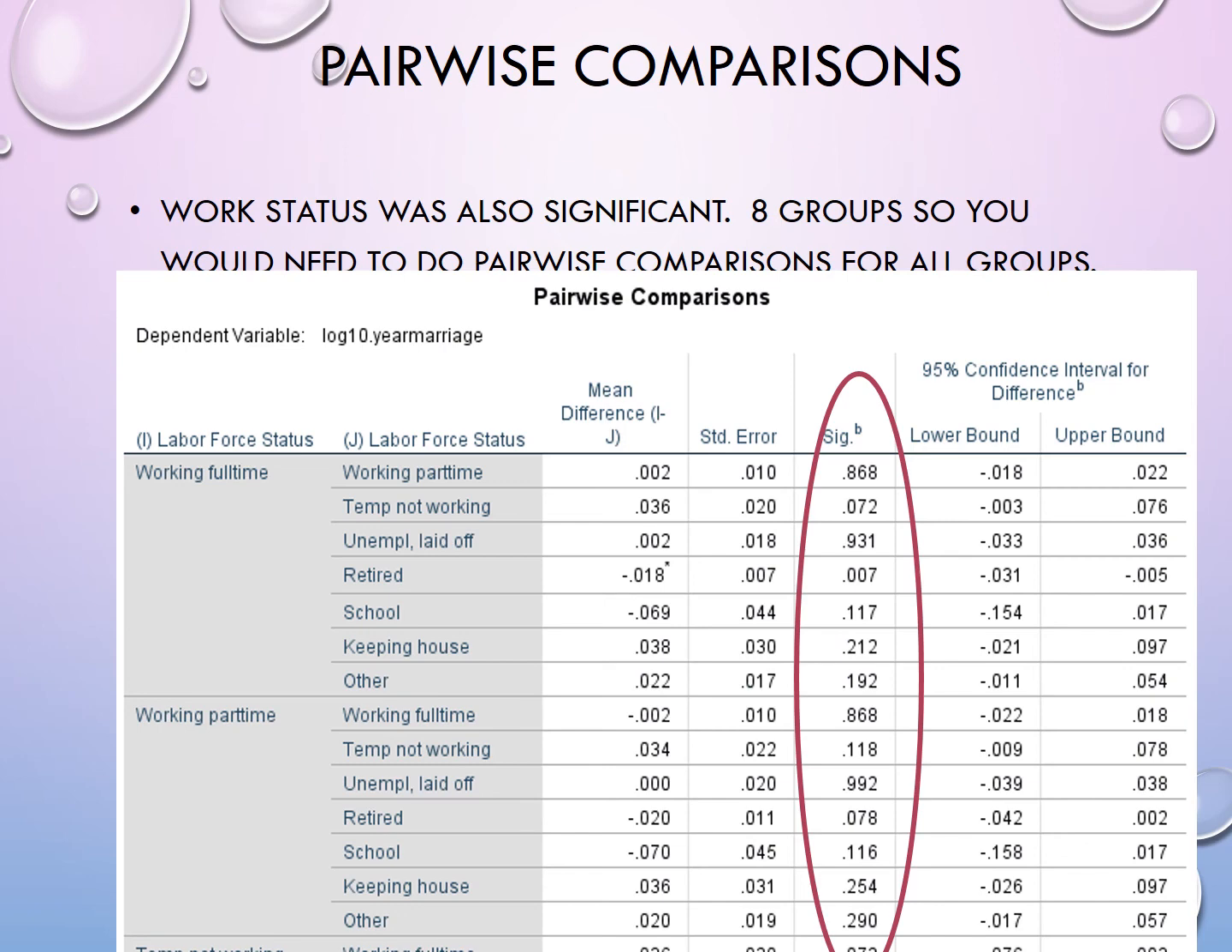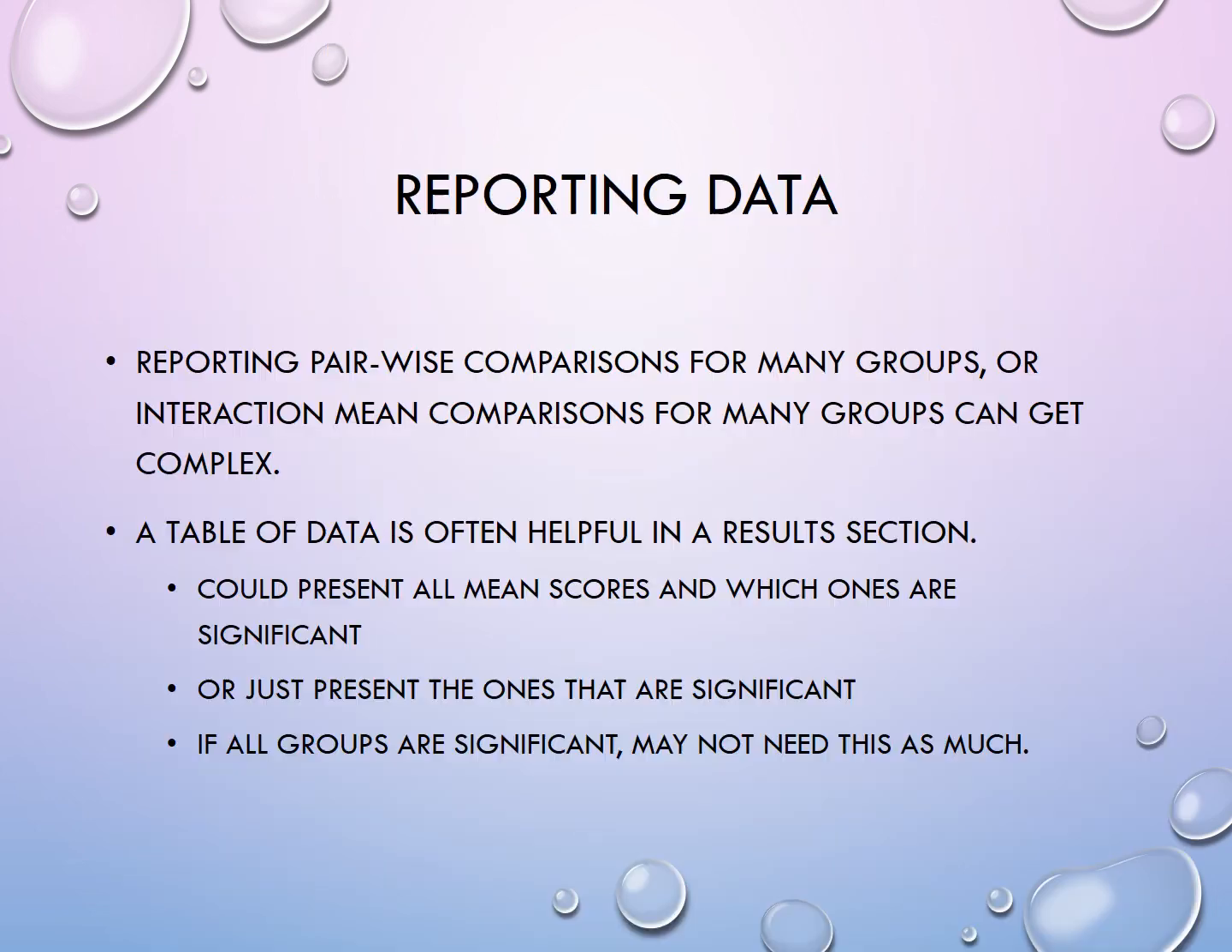In fact, you could just report, working full-time participants were significantly different than retired participants, right? And you could report the mean scores. And p equals 0.007, and you're done at least with that group. But it can end up where you have like half of them are significant maybe and half aren't, and then it gets kind of complicated.